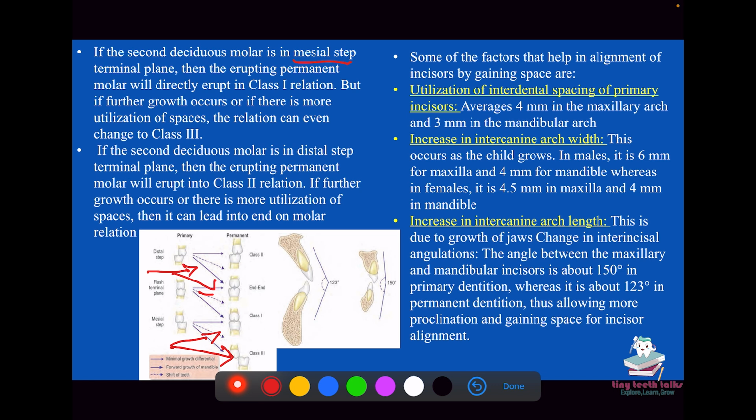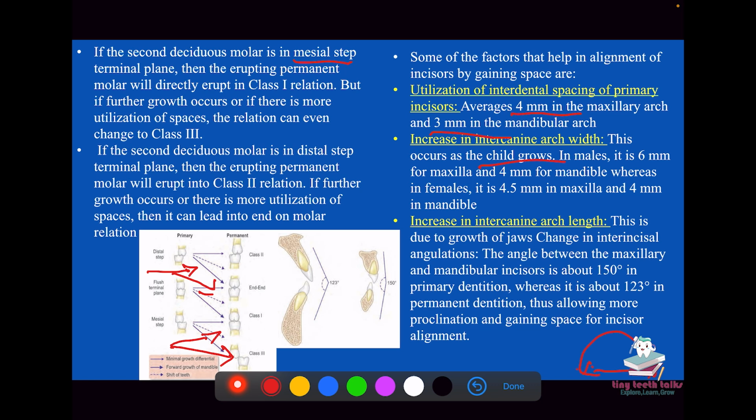There are some factors that help in the alignment of incisors by gaining space. First, there is the utilization of interdental spacing of primary incisors. We all know that there is interdental spacing in the primary teeth, which averages 4 mm in the maxillary arch and 3 mm in the mandibular arch. The second thing is increase in intercanine arch width. This occurs as the child grows; intercanine arch width is increased.